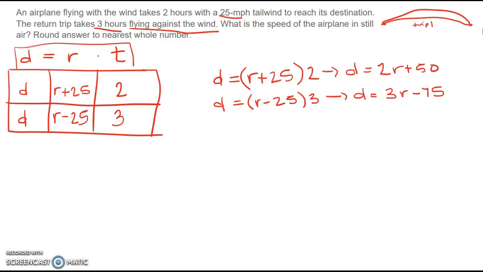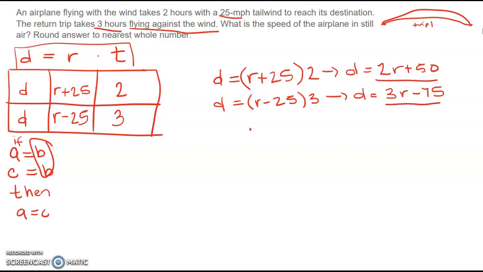Now there is a rule that says if A equals B and C equals B, what can we assume about A and C? Well, we can say then A equals C, okay? So if A equals B, C equals B, they both equal the same thing, then we know they equal each other. We can use that here. We know distance equals 2R plus 50. We know distance equals 3R minus 75. So now we can say 2R plus 50 equals 3R minus 75.